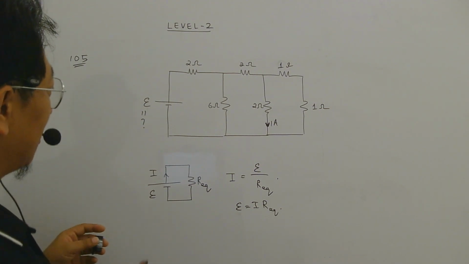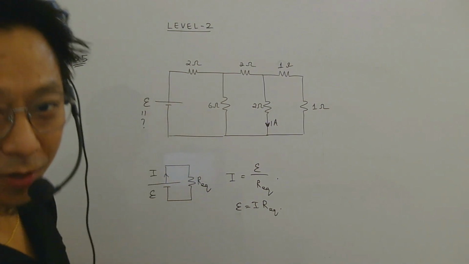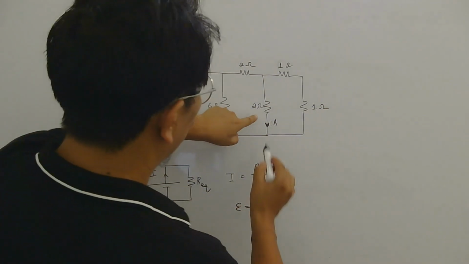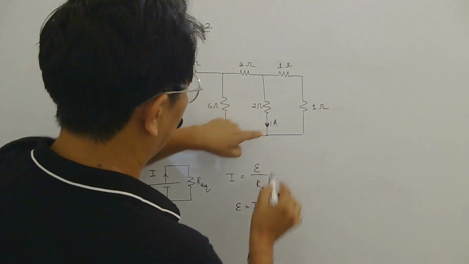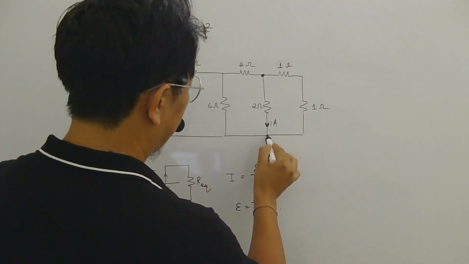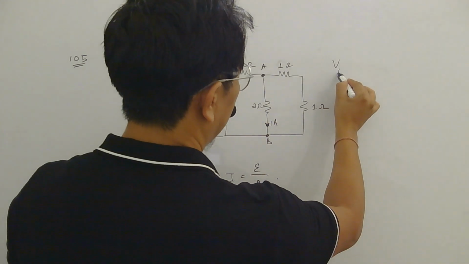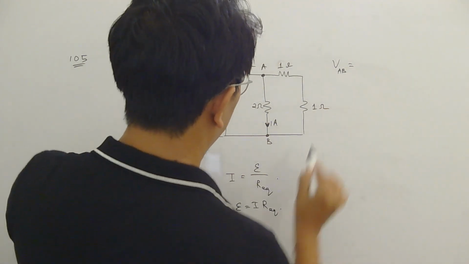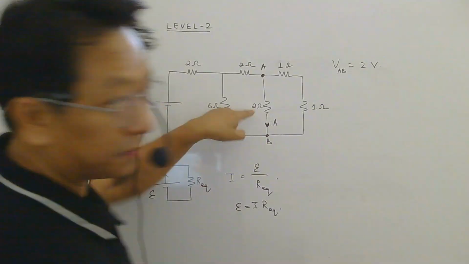But the problem here is we don't know the current here. So how to find the current here? Let us try to understand. So you can see the current in this branch is given as 1 ampere. That means the voltage here, if I call this A and B, the potential difference between A and B will be I into R. So 2 volt, isn't it?